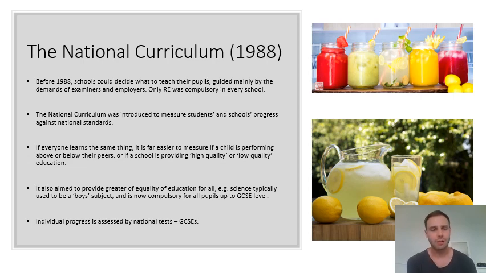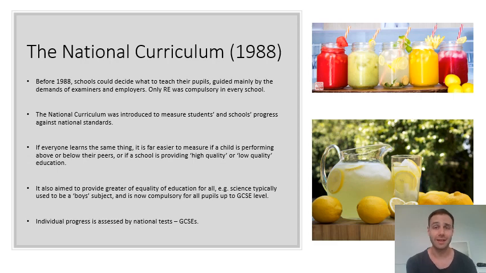The second aim was to provide a greater amount of equality for education for all people, because pre-1988, as I said, schools were teaching what they thought was the best thing to teach, and it was guided by employers and examiners. There were certain subjects that were not available or on offer to all pupils.